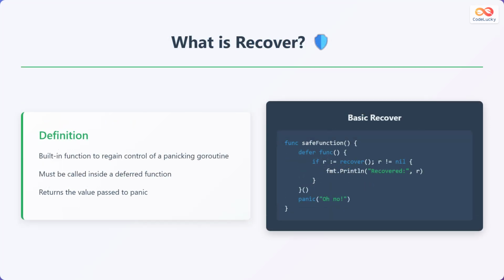Recover is a built-in function in Go used to regain control of a panicking Go routine. It must be called inside a deferred function. The recover function returns the value passed to the panic function.